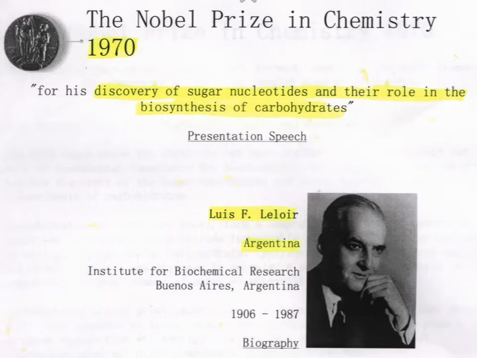Okay, now it is time to remember a scientist, Louis F. Leloir, for his discovery. The metabolic role of this nucleotide sugar UDP-glucose was discovered by him, for which he was awarded the Nobel Prize in Chemistry in the year 1970.